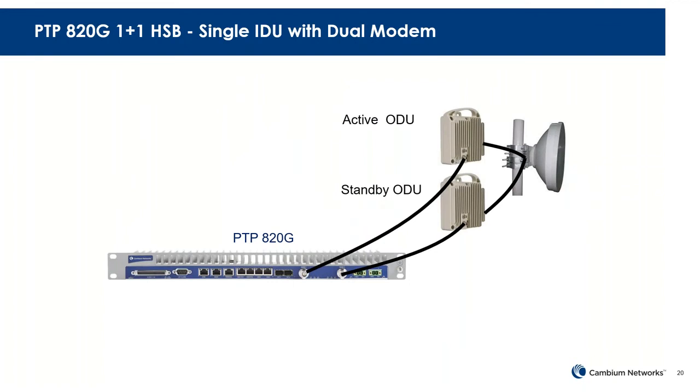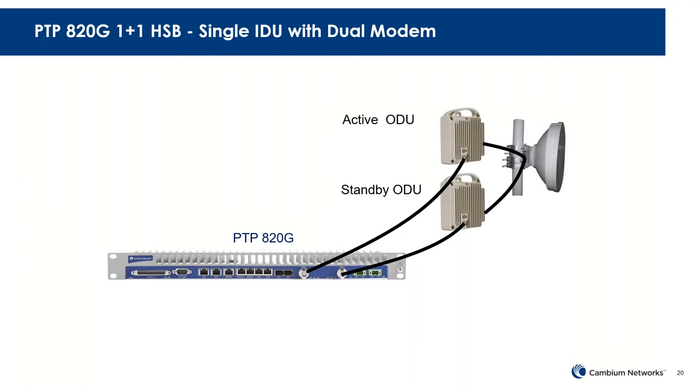And also let's talk about 1+1 hot standby with A20G. There are multiple ways of hot standby support in A20G. This picture here shows a redundant ODU. So you can have two ODUs, one is active and one is standby. If one of the ODUs goes down, the modem will fail over to the standby ODU. So this gives you protection of the ODU.